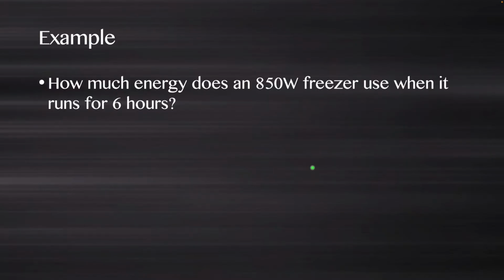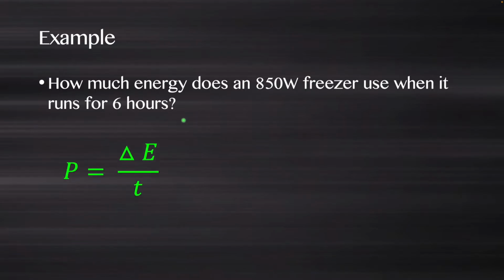Okay, so let's take a look at an example. This one says, how much energy does an 850-watt freezer use when it runs for 6 hours? Okay, we're going to get a big number because 850 watts means it has 850 joules of energy being used every second, and this is going to run for 6 hours.